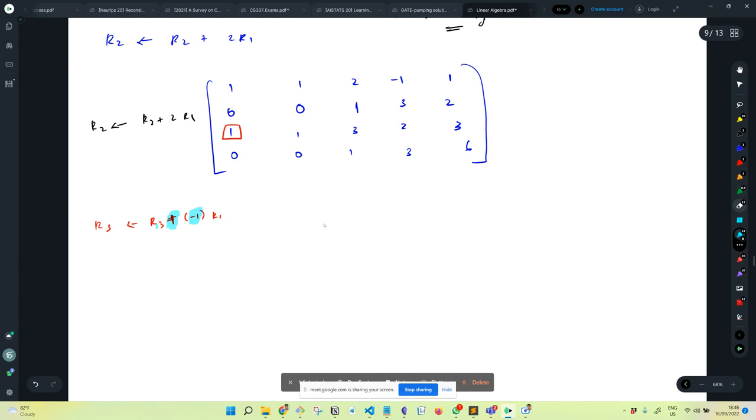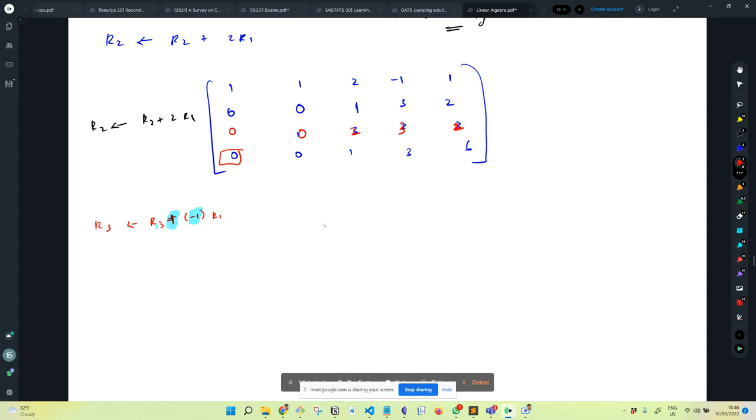Now, when you do that, let me update in the same matrix. When I do R3 equals R3 minus R1, this entry will become 0. This entry will become 0. This entry will again become 0. 3 minus 2 will be 2. 2 minus 2 plus 1 will be 3. 3 minus 1 will be 2. Now we see that this entry's condition is already satisfied.